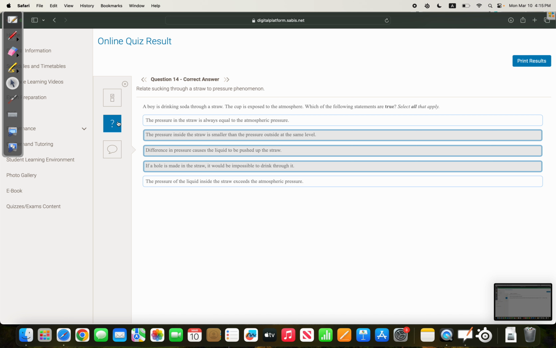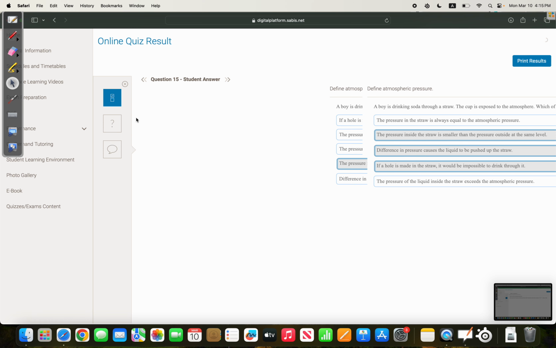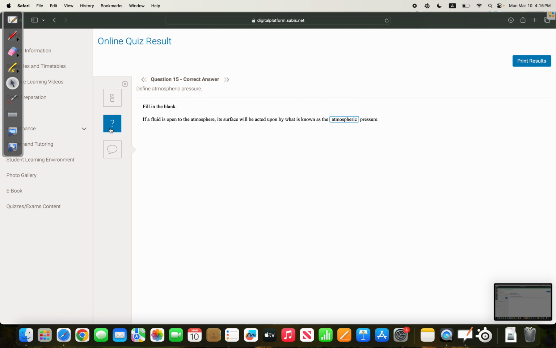A boy is drinking soda through a straw. The cup is exposed to the atmosphere. Which of the following are true? The pressure inside the straw is smaller than the pressure outside at the same level. The difference in pressure causes the liquid to be pushed up the straw. If a hole is made in the straw, it would be impossible to drink through it. Number 15. If a fluid is open to the atmosphere, its surface will be acted upon by what is known as the atmospheric pressure.